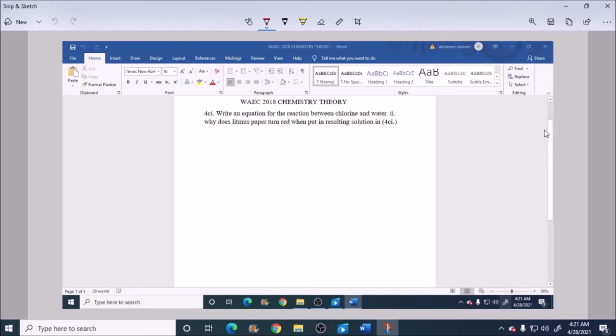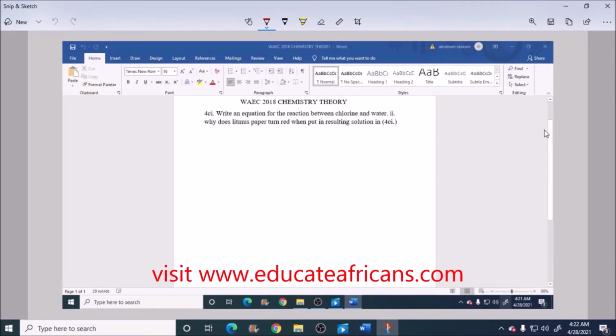Write an equation for the reaction between chlorine and water. Roman figure 2: why does litmus paper turn red when put in the resulting solution in 4C, Roman figure 1? In 4C, Roman figure 1, we are asked to write an equation for the reaction between chlorine and water. Just the equation. We have chlorine gas, that is Cl2, reacted with water, that is H2O. Then the product is going to be HCl plus HClO.